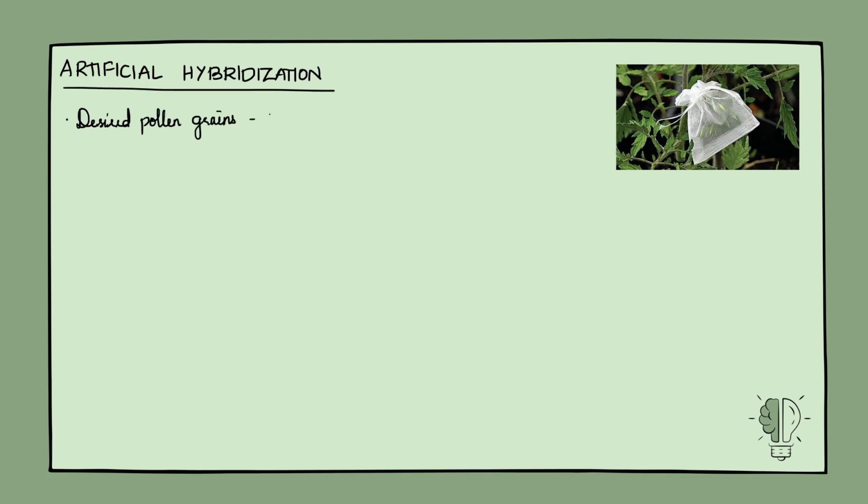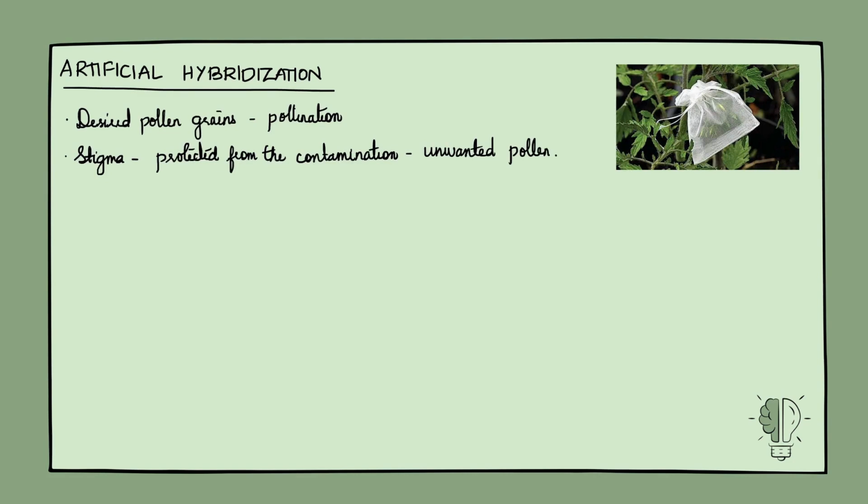Now the next topic is artificial hybridization. In artificial hybridization, desired pollen grains are used for pollination, and the stigma is protected from the contamination by unwanted pollen.